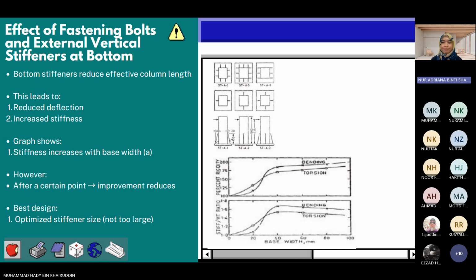Okay, for my final part, the effect of fastening bolts and external vertical stiffeners at the bottom. They reduce the effective length of the structure, which reduces deflection and increases stiffness. From the graph, we can see that stiffness increases as the base increases, but after a certain point, the improvement becomes very small. So the best design is to use an optimized size, not too small, not too big, to get a good stiffness to weight ratio.